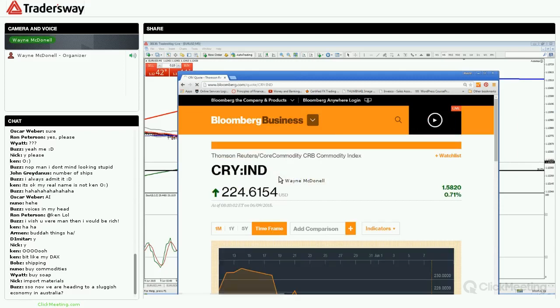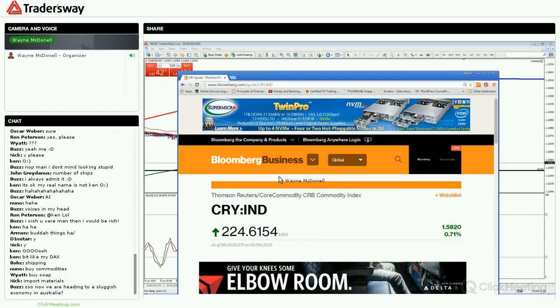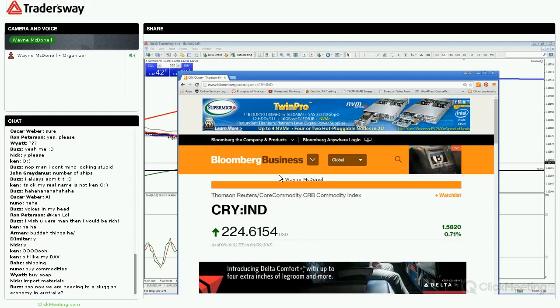So Buzz is saying, so now are we heading to a sluggish economy? No, it's been there for a year. It's already happened. So you can't say now that the CRB, now that the Baltic Dry Index is down 40%, maybe it's going to impact Australia. No, we've already made our money on that. So what I'm telling you is going to happen in the future. Who cares about what's happened? It's already happened. So if I were me, that's how I would make money.